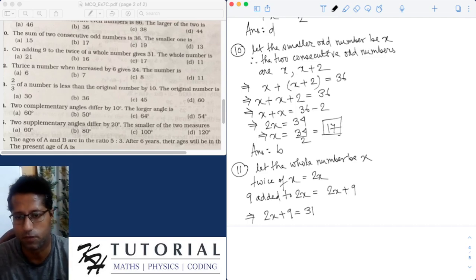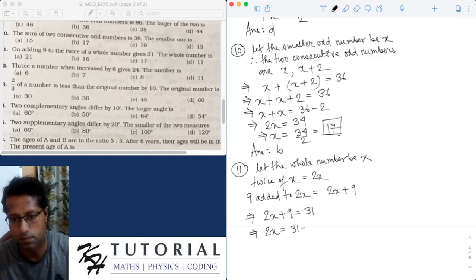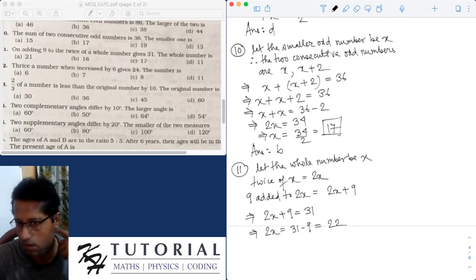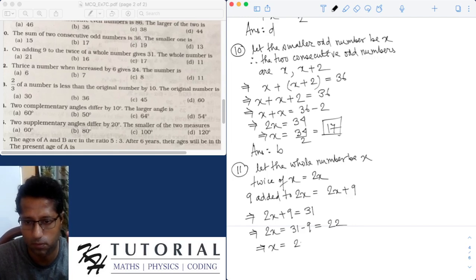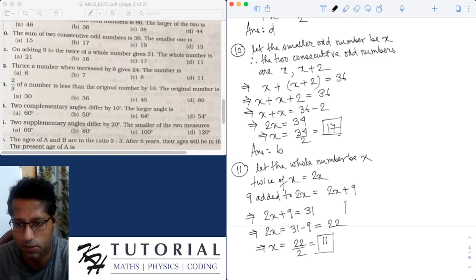So we have got the equation. Now we will solve it. We will bring the constant to the right hand side, and this is 2x equals 31 minus 9. 31 minus 9 is 22. And so we got 2x equals 22. So x equals 22 divided by 2, that is 11. So the number is 11, and the answer is choice D.